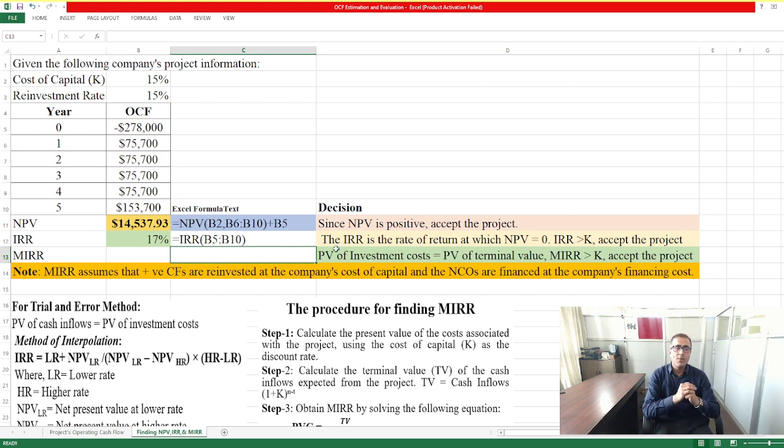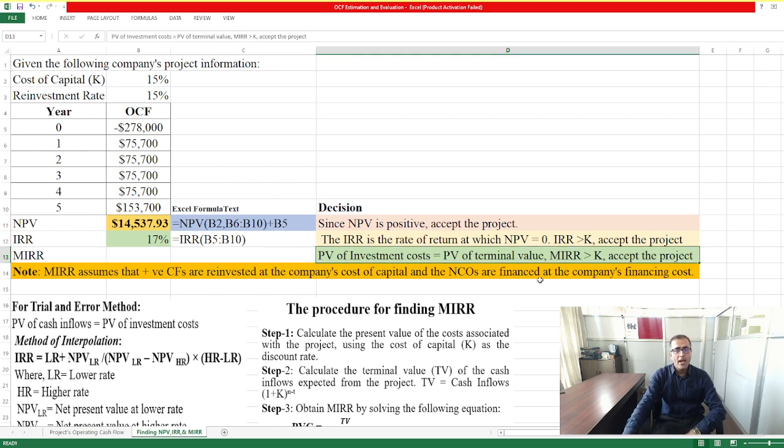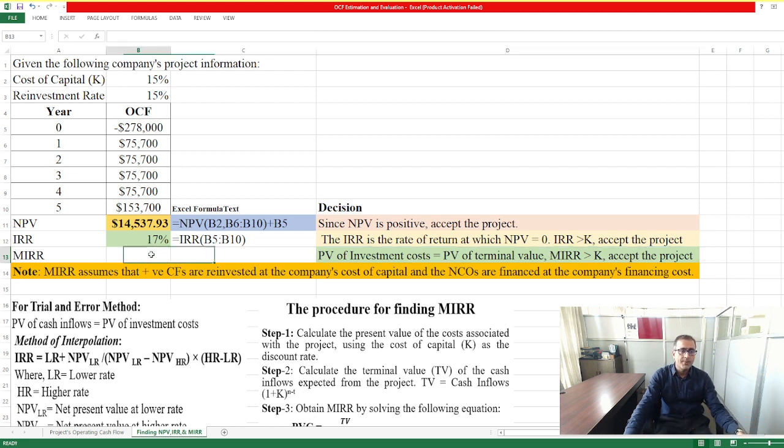Now how do we evaluate the project? We simply compare this rate with the cost of capital. Since IRR is greater than the cost of capital, we say that the project is financially viable, and we accept the project. Now what about the modified internal rate of return? It is the rate of return. How can we find it? The present value of the initial investment equals the present value of the terminal value, and we find the MIRR and then we compare it with the cost of capital.